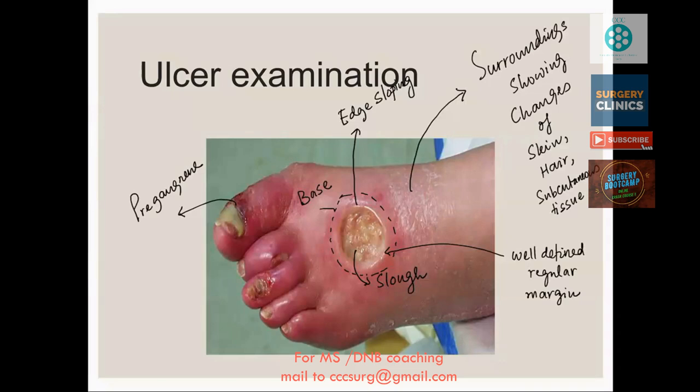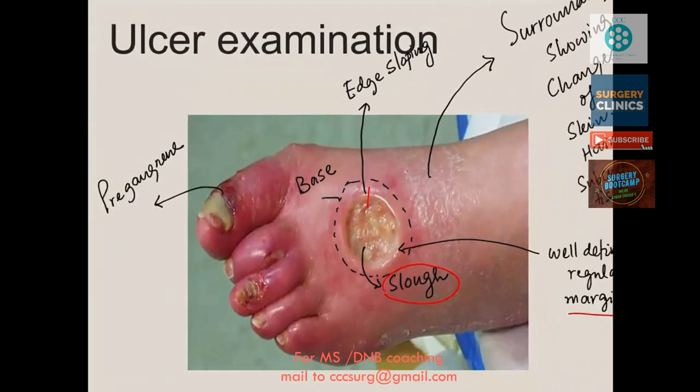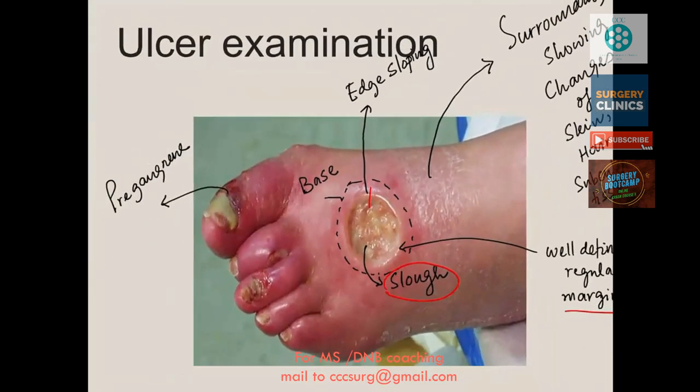When you talk about ulcers, remember that, first of all, see surroundings for any changes. See the margins, which are well defined. See the floor, which contains a slough. See the edge, which is sloping and will thus suggest that this is a healing ulcer. And the base will have an induration, but is limited to the ulcer.